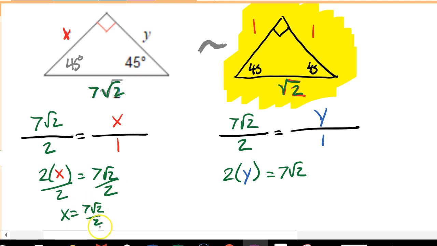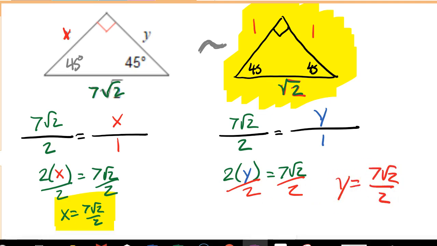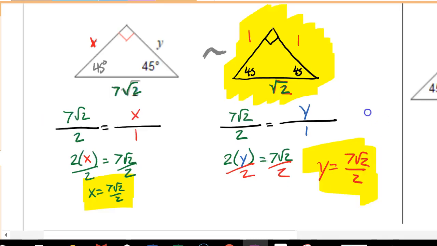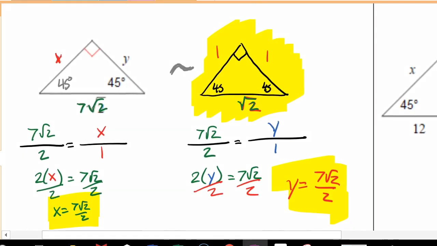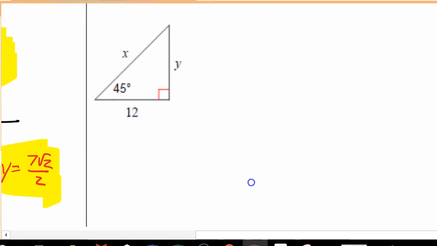If this was an 8 over 2, we would make it 4. If it was 12 over 2, we'd make it 6. If it was 100 over 2, we'd make it 50. But we cannot actually simplify that down, so here is my answer. Same process over here. We'll divide by 2, giving us y is equal to 7 root 2 over 2 as my exact answer. Again, similar triangles, setting up a proportion, helping us solve for the missing side.